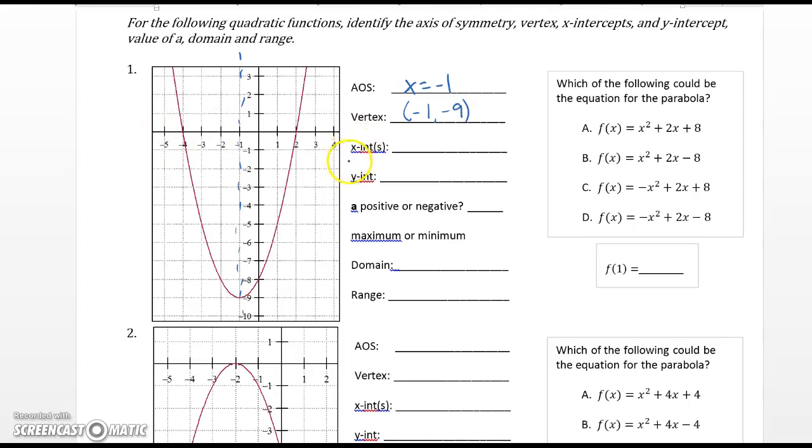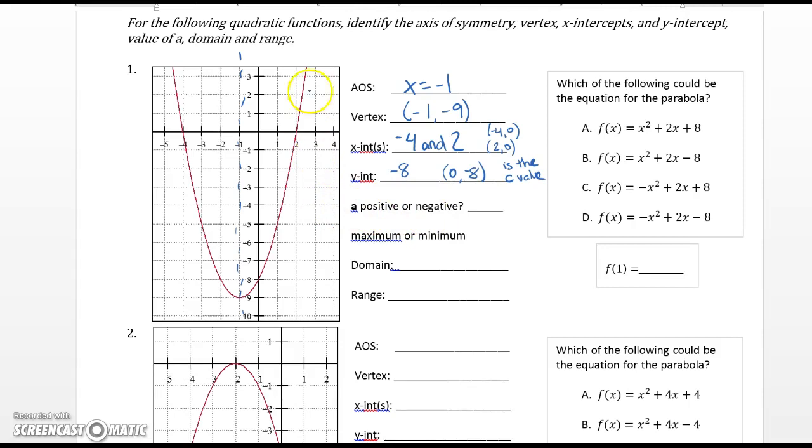Your x-intercepts are -4 and 2. And remember, these have to be written as (-4, 0) and (2, 0). Your y-intercept is -8, so that one would be (0, -8). And remember that is the C value.